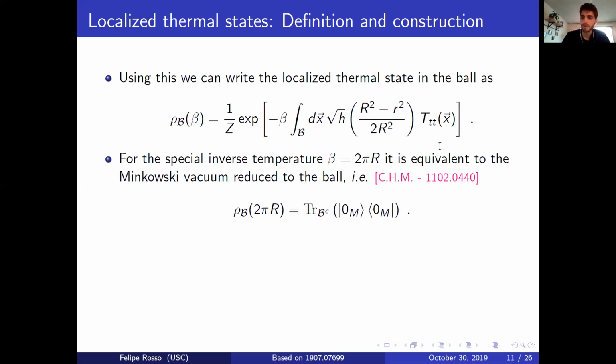A couple of comments regarding this operator. As I just said, there's a special value of beta, that's 2 pi r. And for this particular value of beta, this thermal state, this localized thermal state, is equivalent to the Minkowski vacuum reduced to the ball. Okay, what do I mean by this? Is this expression over here. If I take this state, this is equivalent to taking the Minkowski vacuum, the Minkowski vacuum |0_M>, and tracing over the degrees of freedom in the complementary region, okay?